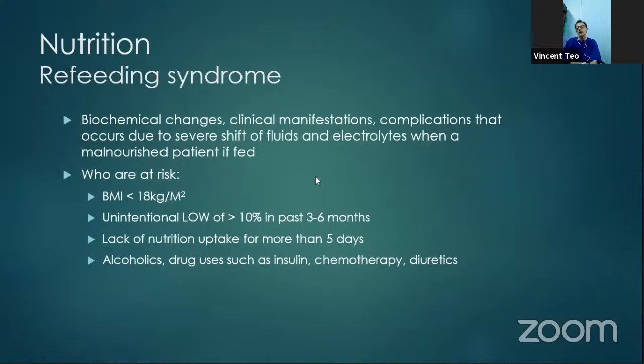Those at risk are generally those who are underweight, those who have unintentional weight loss of more than 10% in the past 3 to 6 months, those who have not been feeding well for the past 5 days, and of course those who are alcoholic, or those who have cancer, or those who are on insulin or diuretics.